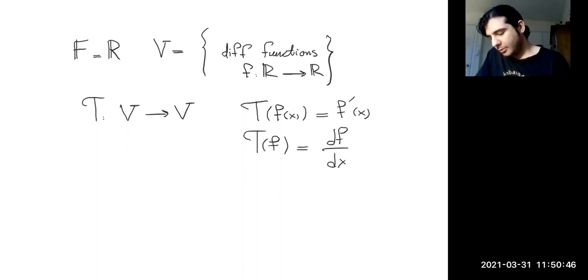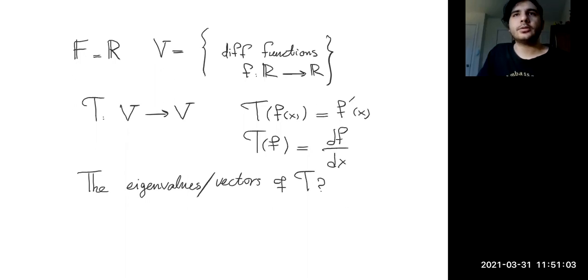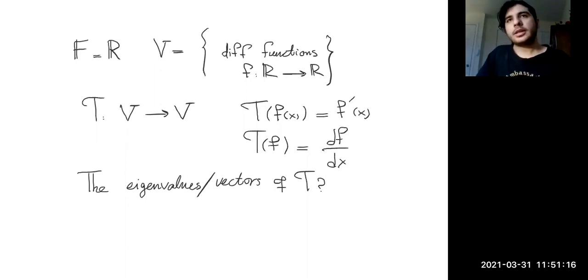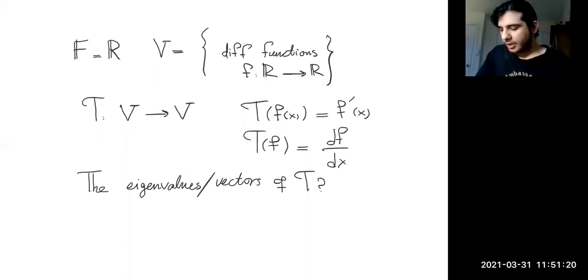And one might want to look for the eigenvalues and eigenvectors. What are the eigenvalues and eigenvectors of T? So that's the question. We want to find the eigenvalues and eigenvectors of this linear function defined on a vector space which itself is infinite dimensional. So think about that for a few minutes. And if you have any question in the meanwhile, you can ask me.